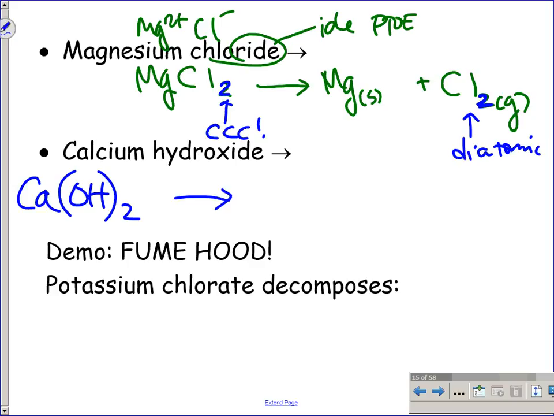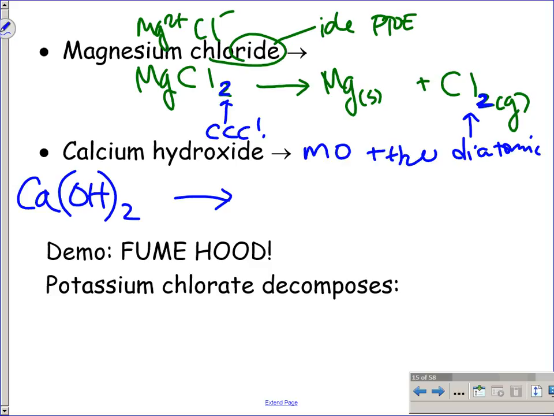So as it breaks down, this is on your decomposition notes. How do metal hydroxides break down? Look at your decomposition notes. So how does a metal hydroxide, this is calcium hydroxide, break down? Metal oxide and what? And water. Okay, so this is going to break it down to a metal oxide and water.